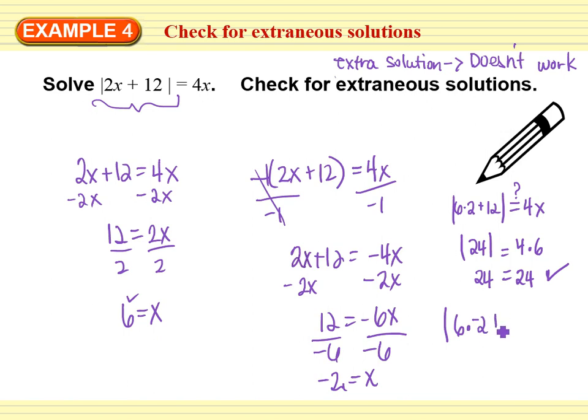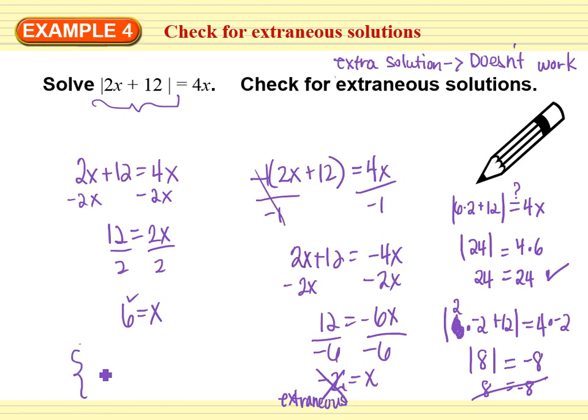6 times negative 2 plus 12 equals 4 times negative 2. Oops, negative 2, excuse me. 2 times negative 2, I'm sorry. 2 times negative 2 is negative 4. Negative 4 plus 12 is 8. The absolute value of 8 is 8. 4 times negative 2 is negative 8. And negative 8 does not equal 8. Therefore, this is what we call an extraneous solution that doesn't work. So the only solution that works here is the 6.